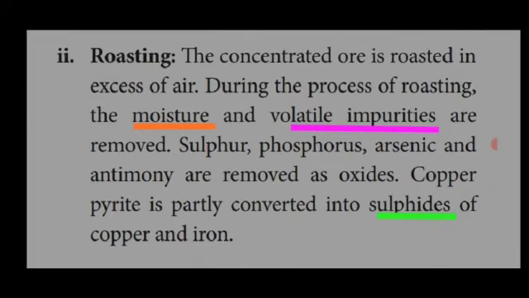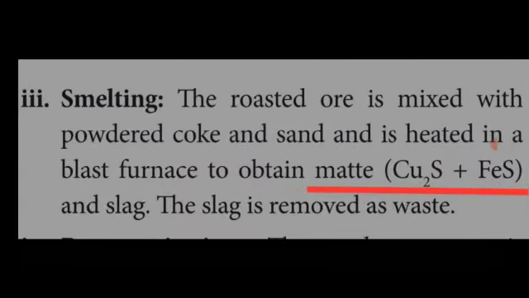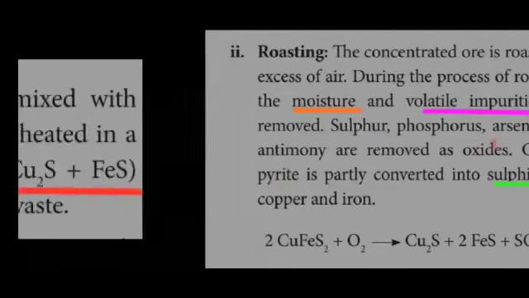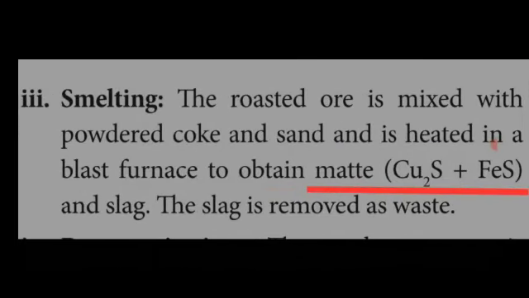This is the second process. The third process is the smelting process. The roasted ore, the second step ore, is mixed with powdered coke and sand. What is the second step? Roasting. The roasted ore is mixed with powdered coke and sand and heated in a blast furnace to obtain matte and slag. What is the formula of matte? Cu2S and FeS. This combination is called matte.